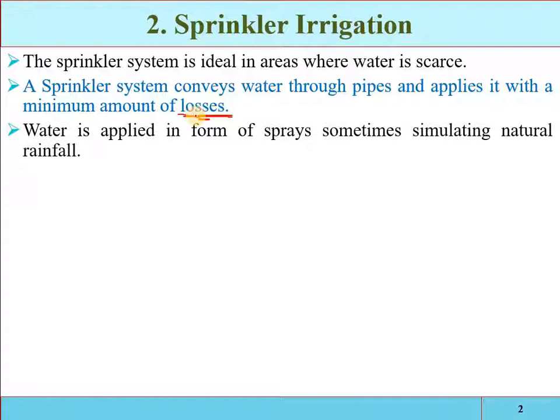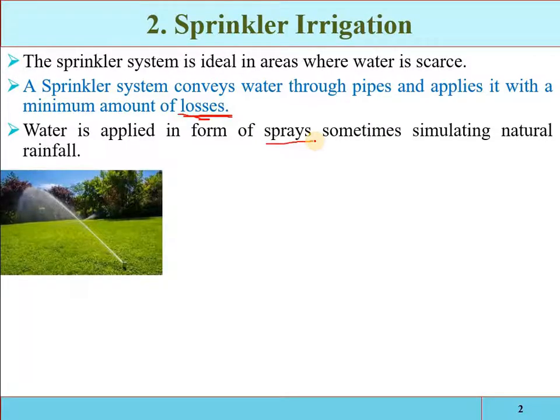In this system, water is applied in the form of spray, sometimes simulating natural rainfall. Remember, the sprinkler method consists of applying water in the form of spray. It is somewhat a type of artificial rainfall, and it is adoptable under conditions where surface irrigation methods are not efficient. If the surface irrigation method is not recommended due to the unavailability of water, then we will have to go for the sprinkler system.